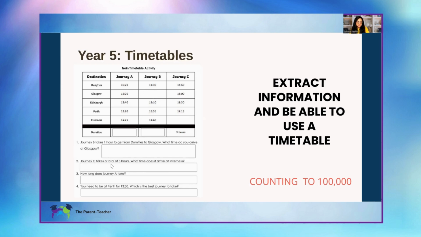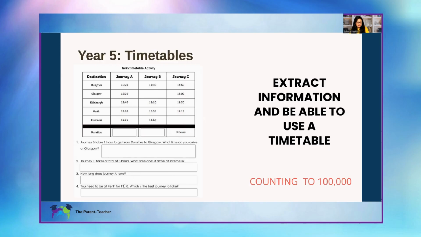Then journey C takes a total of 3 hours. What time does it arrive in Inverness? So let's have a look. So journey C, so we're looking at journey C. We need to work out what time it's going to arrive in Inverness, which is over here. So it takes them a total of 3 hours. So what they would actually need to do is add up the time here, take it away from 3 to work out what the missing number is here. So work out the missing time here.